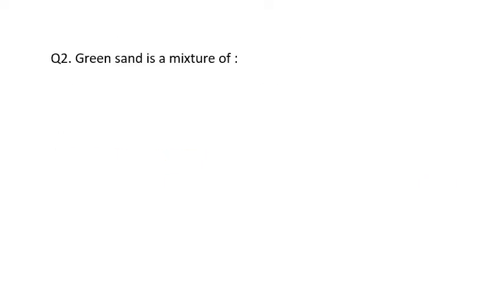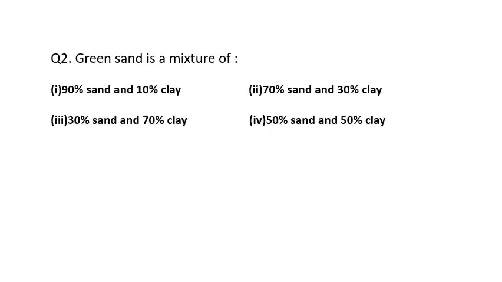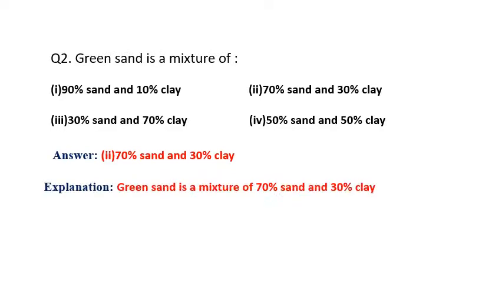Question number 2. Green sand is a mixture of option 1 90% sand and 10% clay, option 2 70% sand and 30% clay, option 3 30% sand and 70% clay, option 4 50% sand and 50% clay. Answer is 70% sand and 30% clay. Green sand is a mixture of 70% sand and 30% clay.